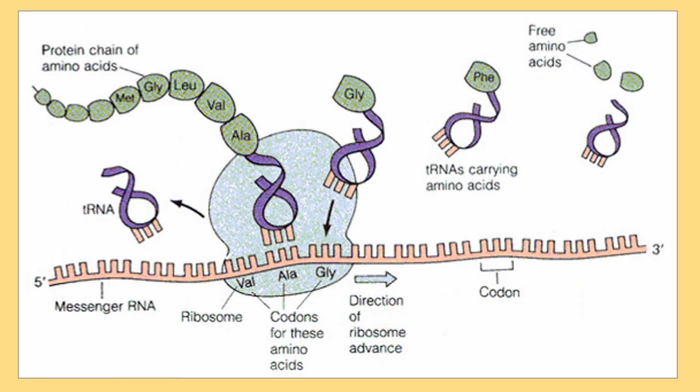This is a different artistic representation of translation, where we have our messenger RNA molecule shown in pink, our ribosome shown in light blue, and our growing polypeptide chain shown right here in these gray, green, different amino acids. Every amino acid can be represented by a 3-letter abbreviation. So this is alanine and valine and leucine and glycine, etc. You do not need to know those abbreviations.